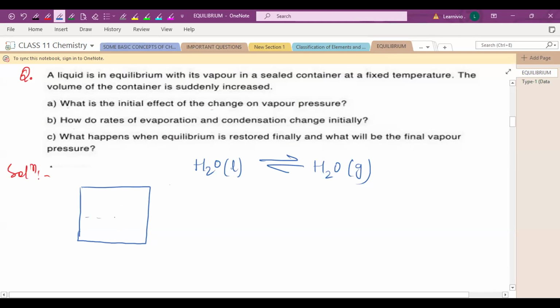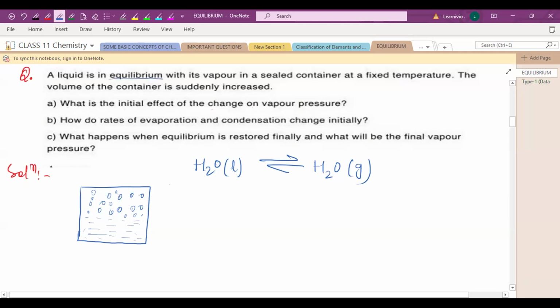Temperature is constant. So what happens? There will be a liquid, and the evaporation process is going on. Liquid is being converted into gases, and both are in equilibrium. Liquid is in equilibrium with the vapors. This container will have vapors as well as liquid water. Now, the volume of the container is suddenly increased. What happens? Suddenly the volume of the container is increasing. So this was the initial state.